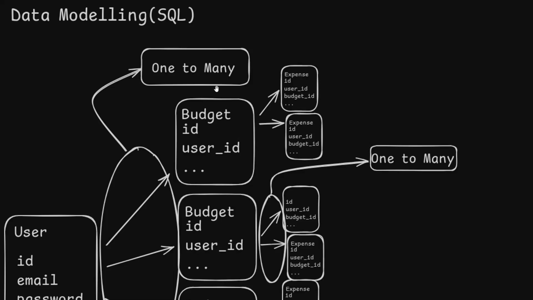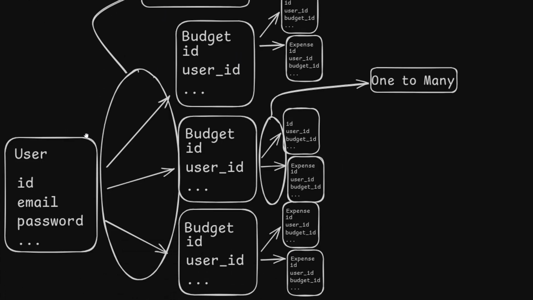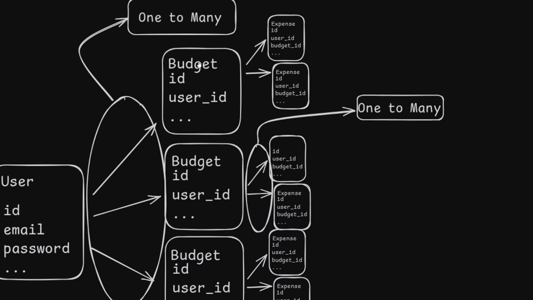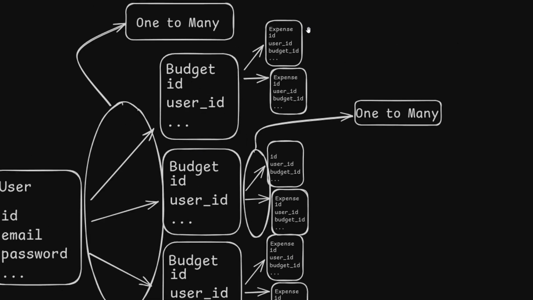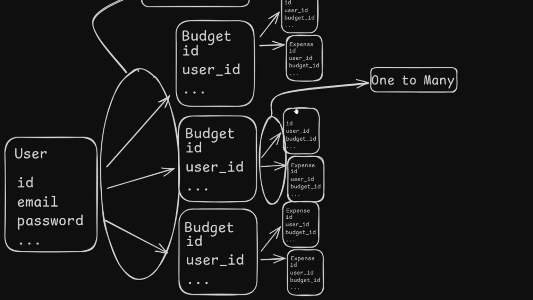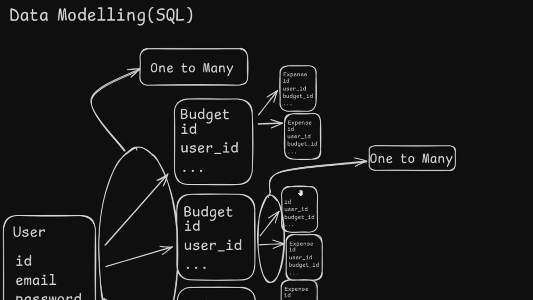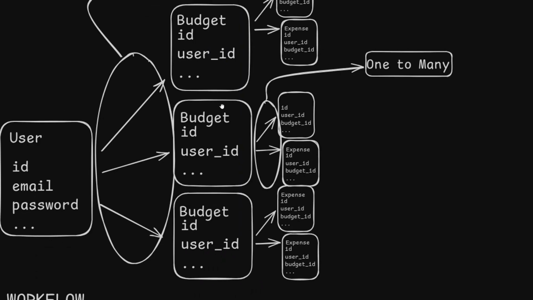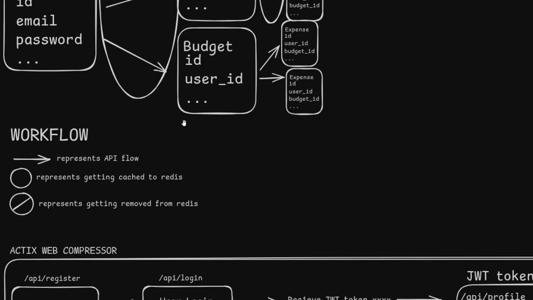This is the data model of the project personal budget, and we have a user with fields ID, email, and password. And there's a one-to-many relation with budget: a user can have multiple budgets, and a budget can have multiple expenses. So basically, we are using a one-to-many relation here. And for the SQL database, we are using Postgres, and for the ORM manipulations and operations, we are using Prisma.